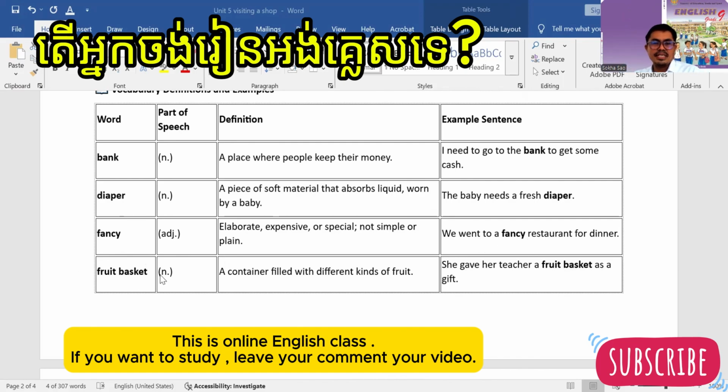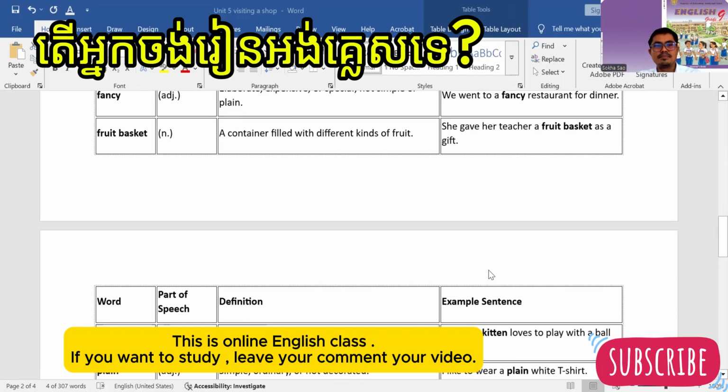And fruit basket, it is a noun. It means a container filled with different kinds of fruits. For example, she gave her teacher a fruit basket as a gift. Thank you so much to the student.